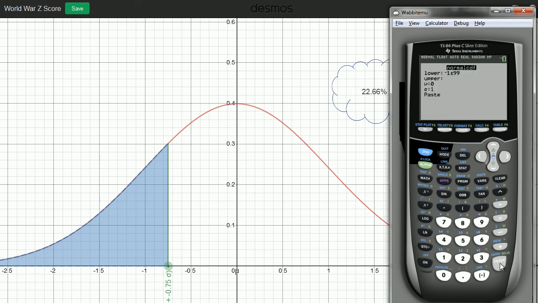Now if we were to do that with our calculators, we would go normal CDF, so second vars, down, and then enter. And we need to go as far left as we can with the lower limit. So we're going to go negative 1 exponent 99, which is a very large negative number. Enter, and then our upper limit needs to be negative 0.75. Leave the mean and standard deviation the same, enter on paste, and then enter again, and it's 22.66%, which is what we would get if we multiplied that result by 100.